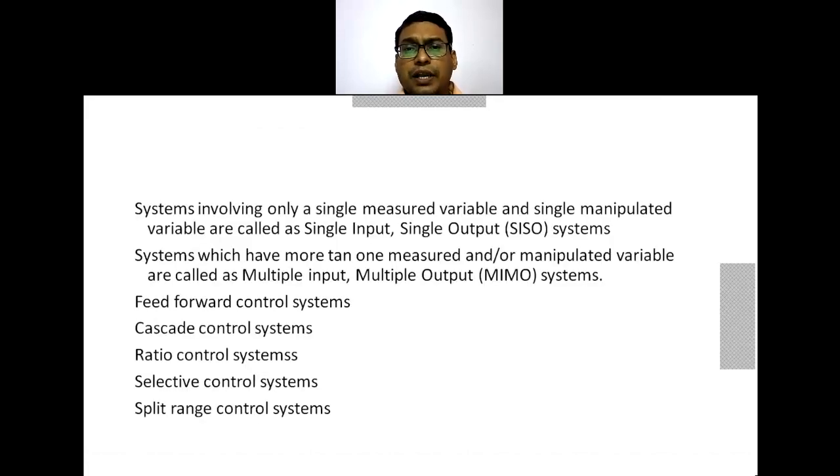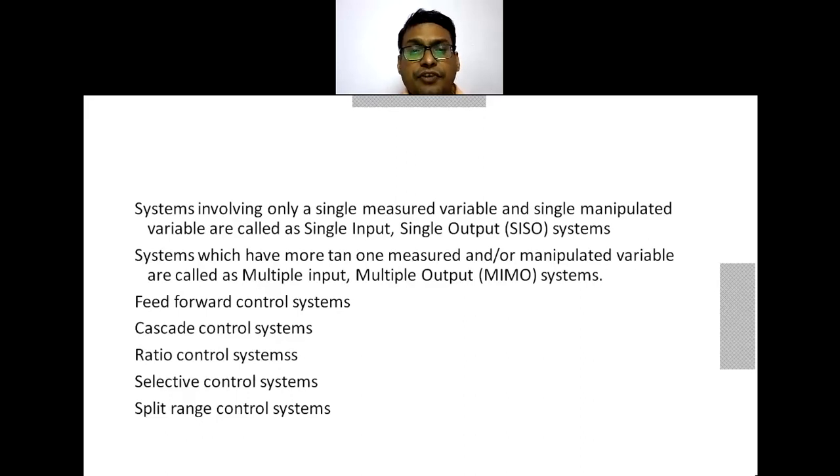Now in this multiple input and multiple output system, there is another, the single input and single output system, that is SISO. The systems which involve only one single measured variable and a single manipulated variable are called single input and single output systems. Then the systems which have more than one measured and/or manipulated variables are called multiple input and multiple output systems.